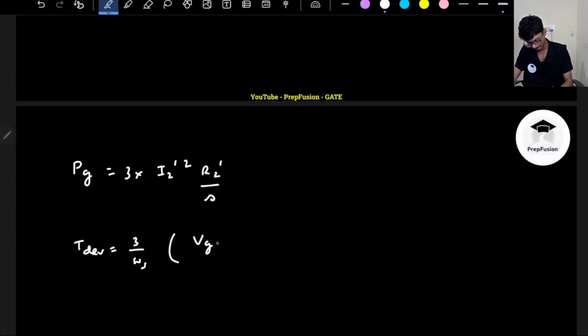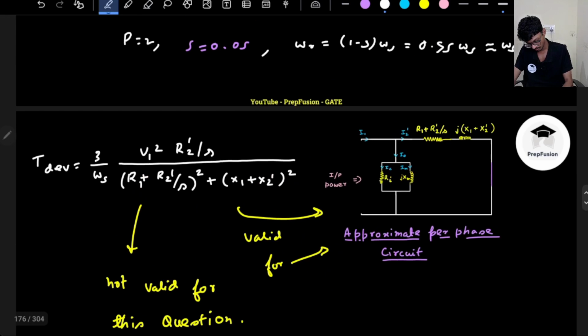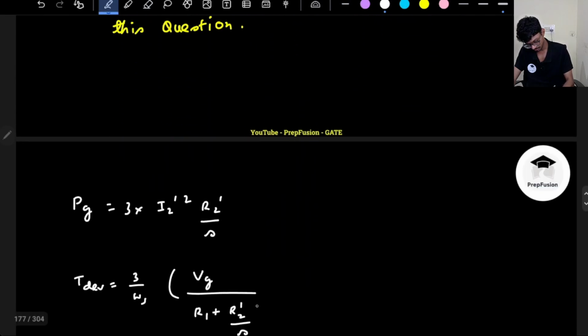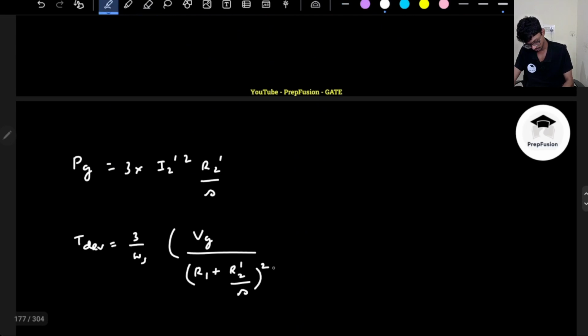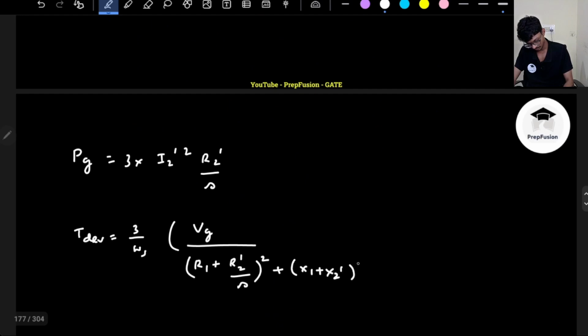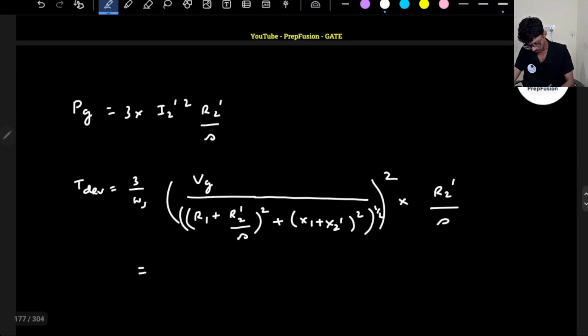I2 is Vg divided by the whole under root of (R1 plus R2 dash by S) whole square plus (x1 plus x2 dash) whole square, and this whole squared, into R2 dash divided by S. So from here I know the values. So what is omega s?